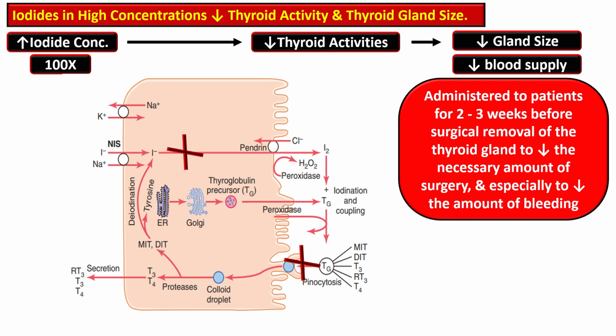So the high iodide inhibits both synthesis and release of thyroid hormone. Unlike other antithyroid drugs, it decreases the size of the gland and blood flow. So it is widely used as a preoperative measure before thyroidectomy.